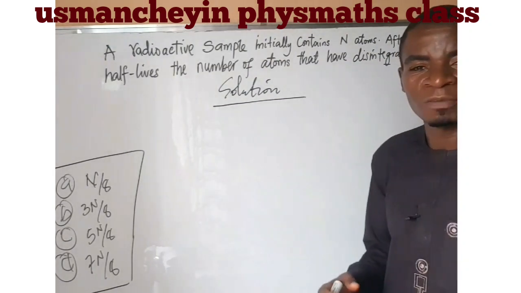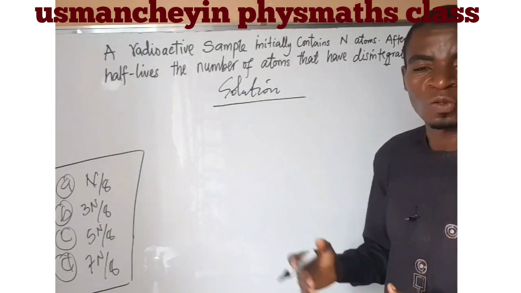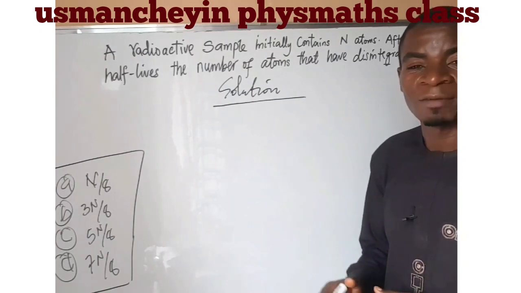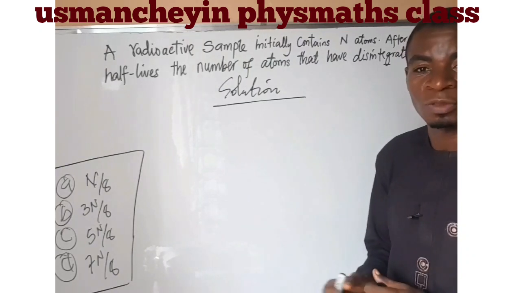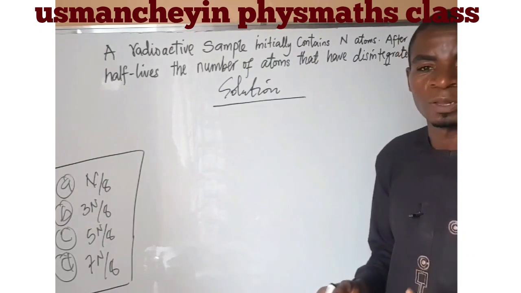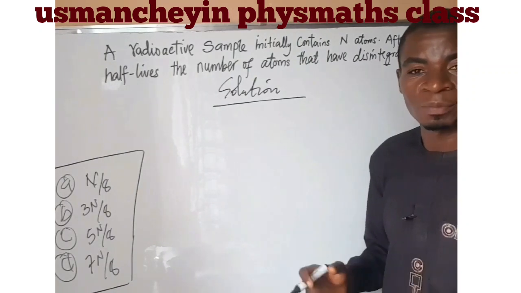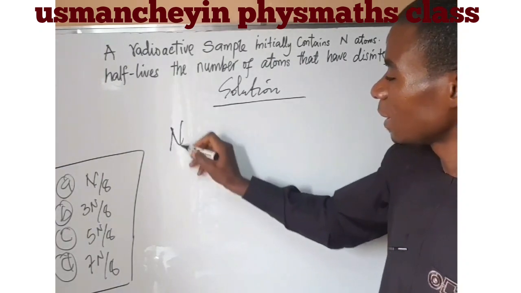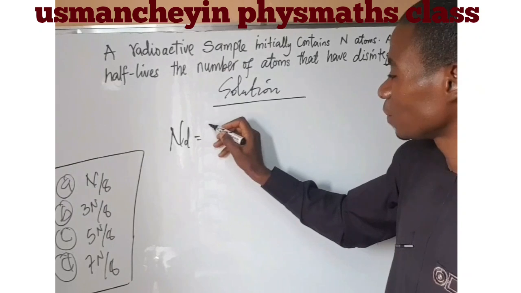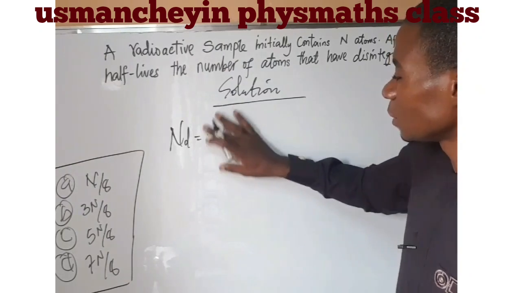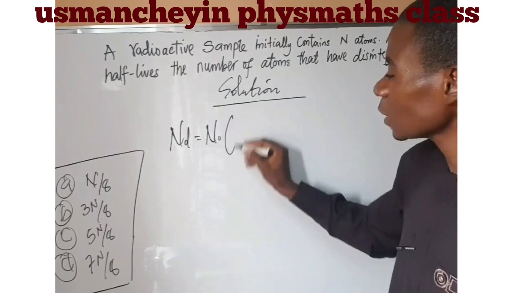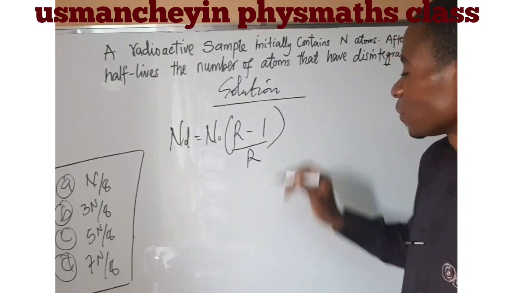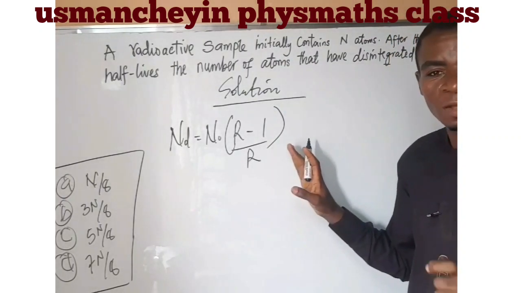So I will be using specifically a Zippo method in solving this particular question. As I usually tell my students, we have various methods of approaching this type of question, but I decided to choose the Zippo method because I think it's the simplest way to approach this type of problem. So Zippo, we have N_D is equal to N naught into (R minus 1) all over R. So this is the Zippo formula that we are going to use.